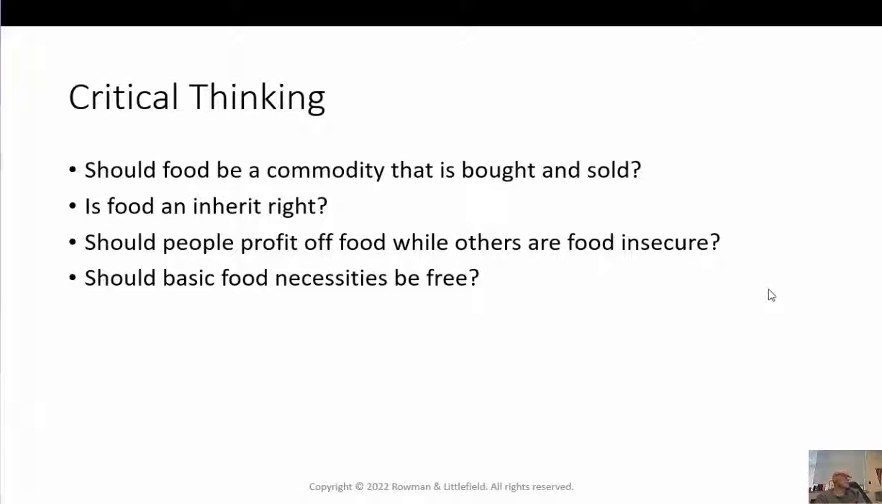So when we think critically, should food be a commodity that's bought and sold? Is food a right? Do people have a right to food? Should people profit off of food while others are food insecure? And should basic food necessities be free? We're starting to see a day and age where schools offer free lunches, where children are able to have a right to food in these particular cases.